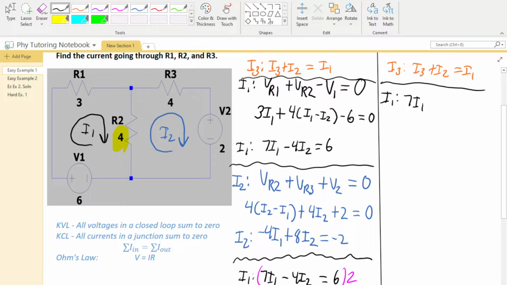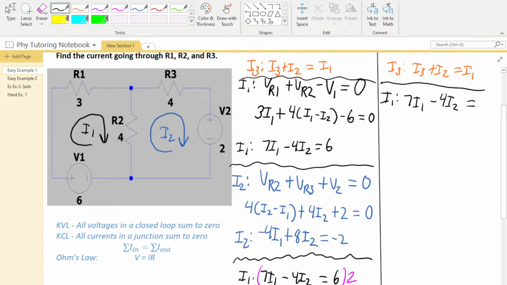Then I ask myself, okay, I did all the resistor values. Are there any resistors that are being shared with another current? And R2 is, right? R2 is being shared with I2. And since I2 is going in the opposite direction, it should have the opposite sign. So I know this should be a negative 4I2. Now all the resistors are taken care of, so I ask myself, are there any constant values? And the answer is yes.